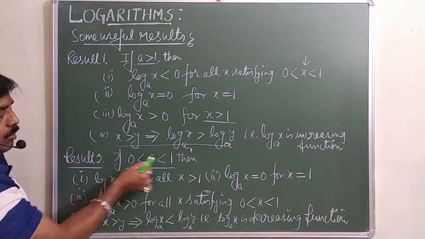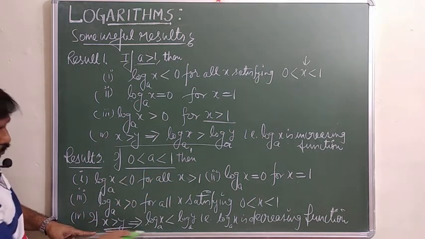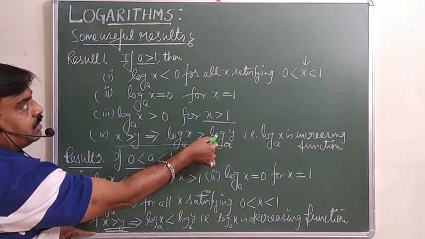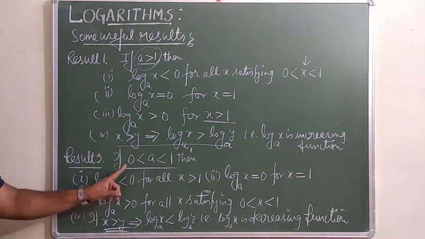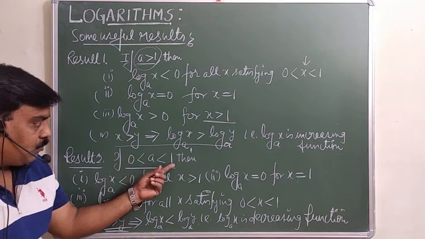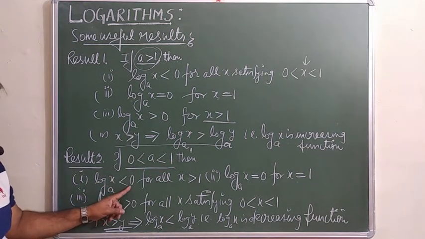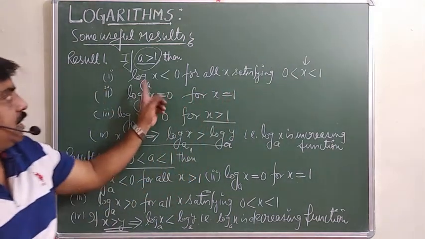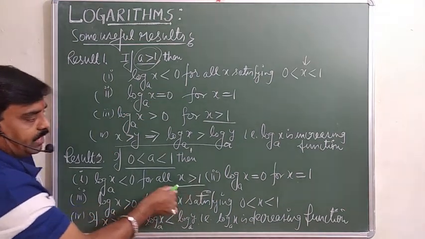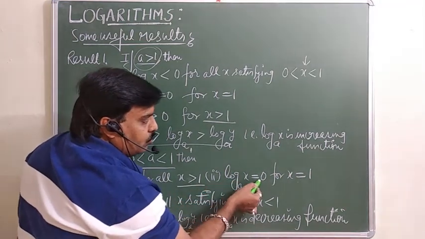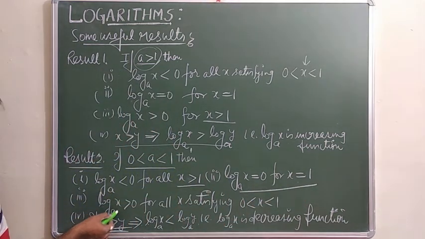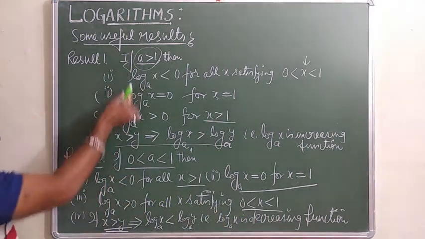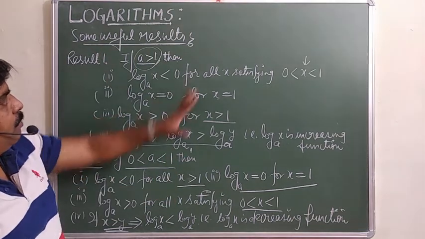It means if a is greater than 0 but less than 1, then x greater than y implies log x is less than log y. Similarly, if a is greater than 0 but less than 1, then log x base a will be less than 0 for all x greater than 1. Log x at the base a will be equal to 0 if x is equal to 1. Log x at the base a will be greater than 0 for all x satisfying the condition that x is between 0 and 1. So these are a few results which you must remember. Have a look.